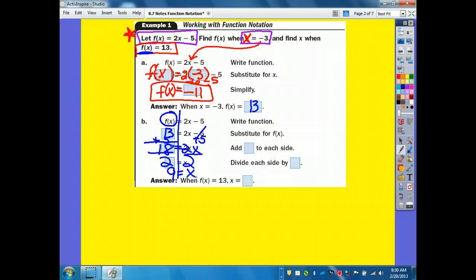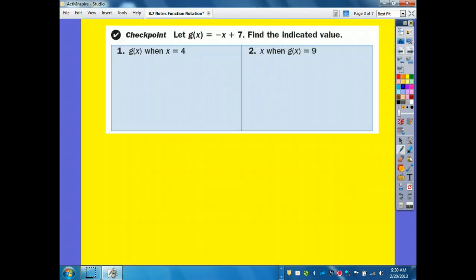So if f of x was 13, my x would have to be 9 for that to work out. Questions? On your worksheets today, just make sure: am I supposed to put it in for the x, or do I put it in for the f of x? You're going to have to make sure you know which one to put it in for. All right, so let's practice here.